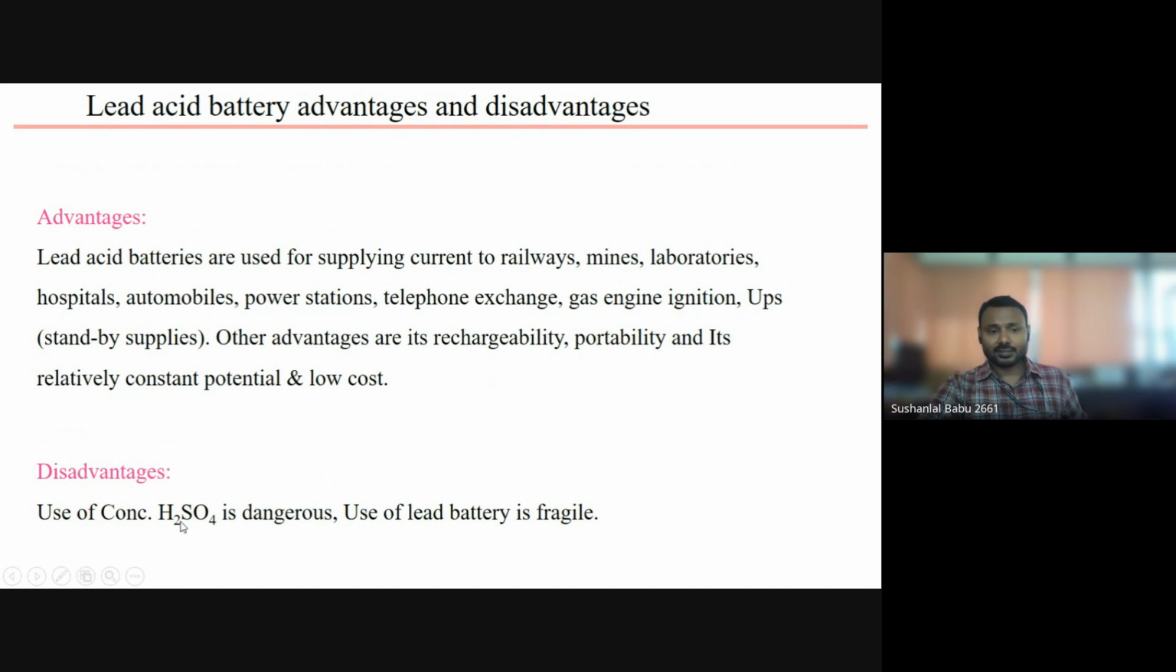Use of concentrated H2SO4 is very dangerous. The lead acid battery is fragile, so we have to handle it carefully. Okay, so these are the advantages and disadvantages. In this particular lecture, we have discussed the main reactions happening during the discharging cycle and the charging cycle, and we have explained the advantages and the major disadvantages of the lead acid battery. Thank you.